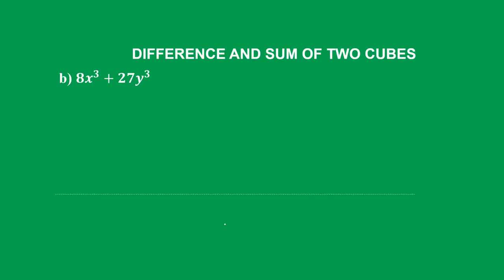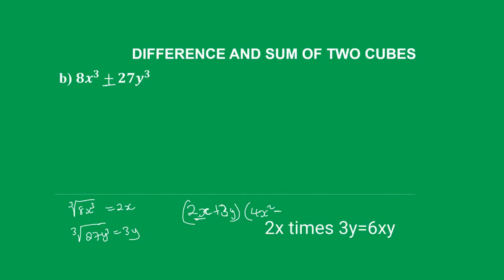What is the cube root of 8x cubed? It is equal to 2x. Then cube root of 27y cubed is equal to 3y. So first bracket, 2x, maintain the sign, plus 3y. And then square 2x, 4x squared, change sign, 2x times 3y, 6xy, always positive, square 3y, 9y squared. Done. We have factorized the sum of two cubes.